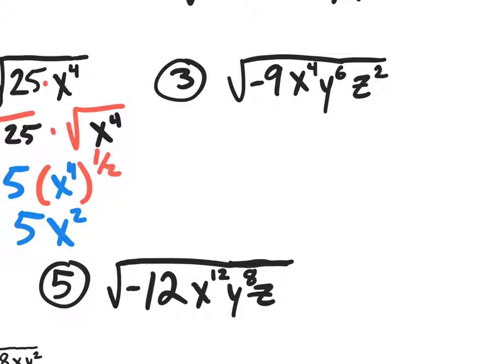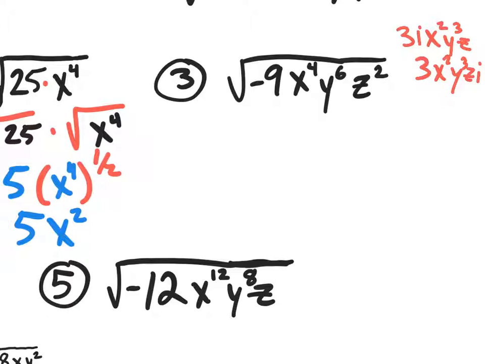We forgot about that negative on the inside. 3i x to the 2nd, y to the 3rd, z to the 1, or nothing right there, right? That's the answer. Let's put the i at the end. That'd be the best one: 3x squared y to the 3rd z, i at the end. Now, I didn't show any work. I'm going to show my work because this is the first time we see this.